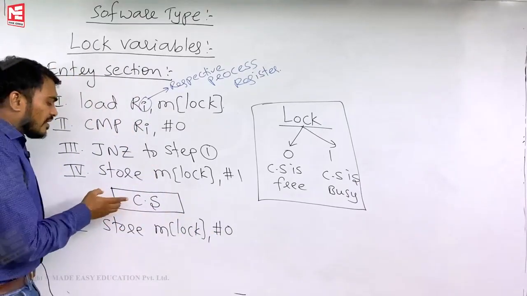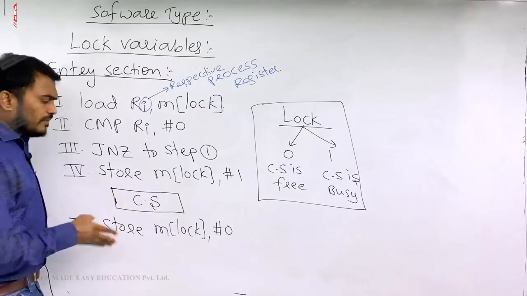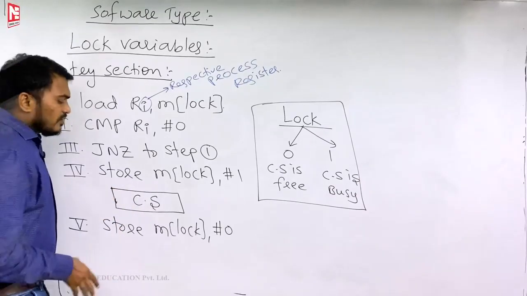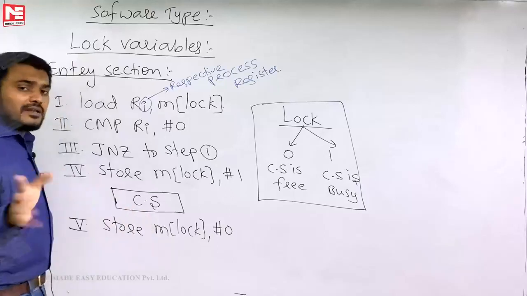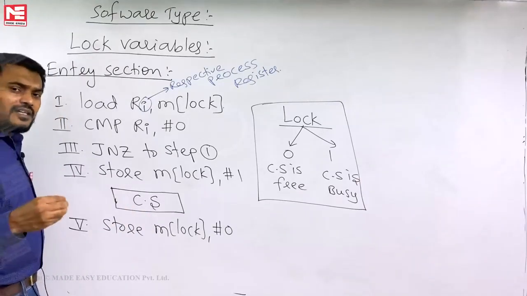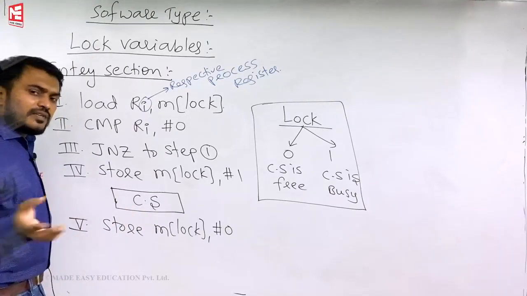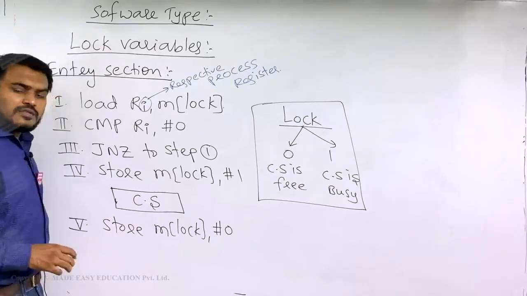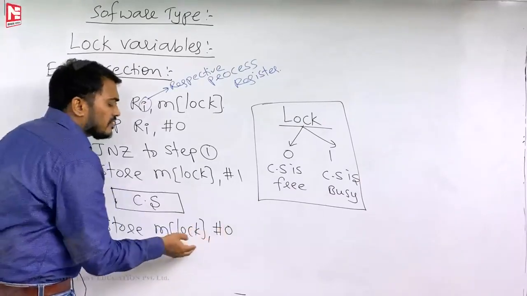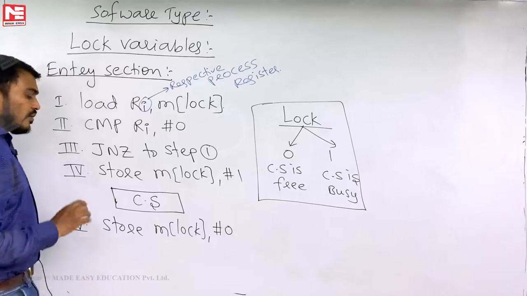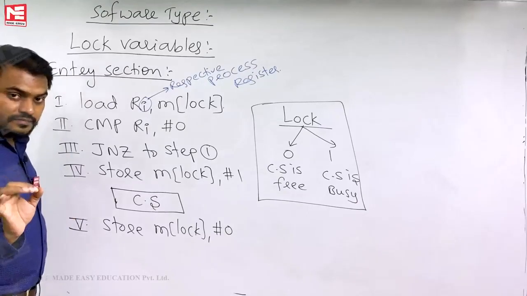See, remember, when the process is leaving the critical section, that means obviously you have to release the lock. You have to make the critical section free. The CS has to be freed. So how do you free it? By storing the value of 0 into lock. Is that clear?